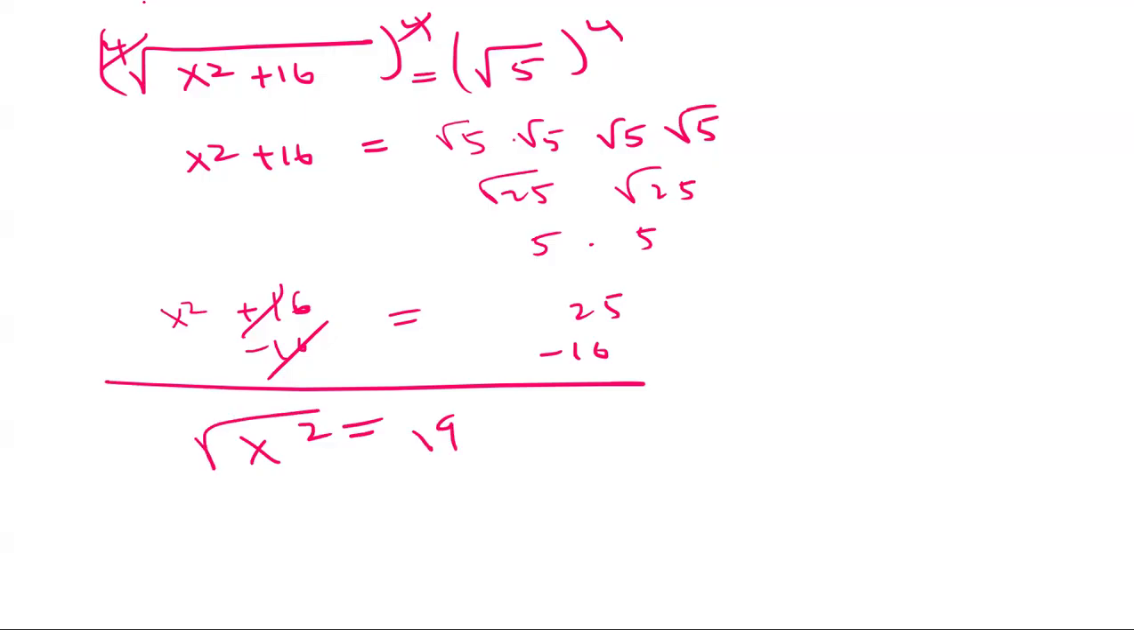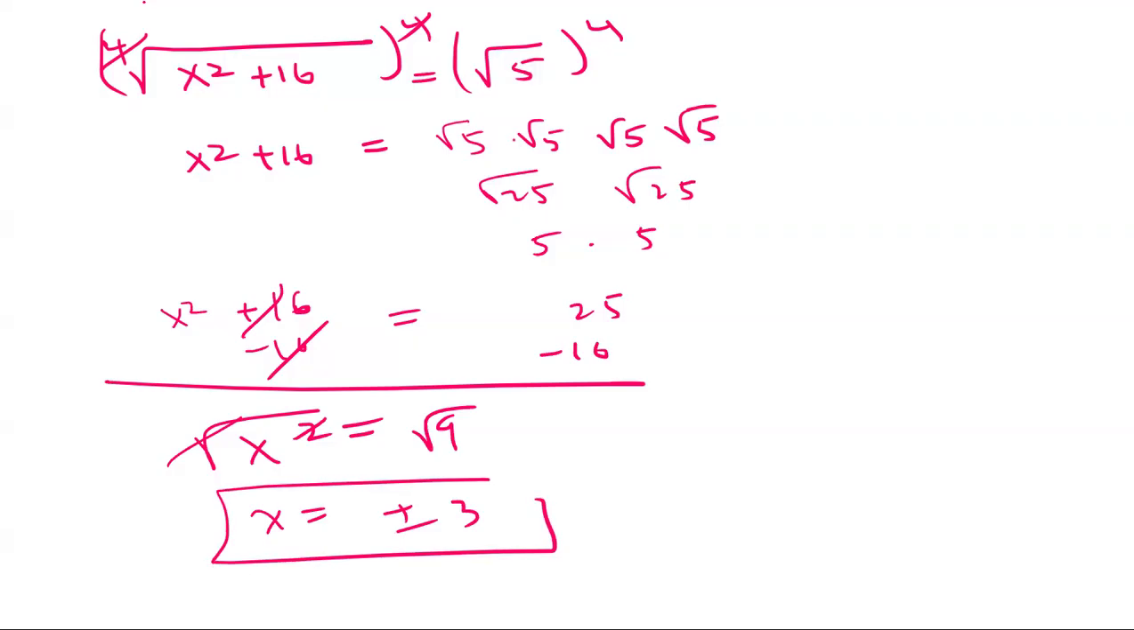Then we take the square root on both sides. So x is going to give us plus or minus 3. We can plug those in there and we will get both of them to be correct. So that will be our solution there. Any questions on that one?